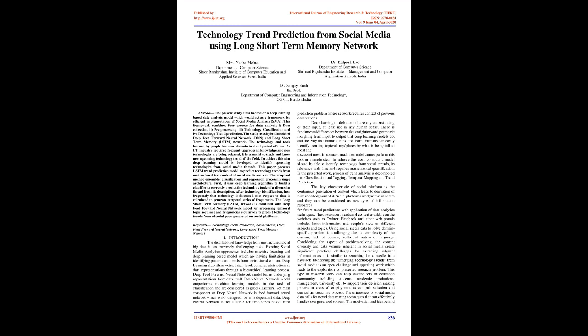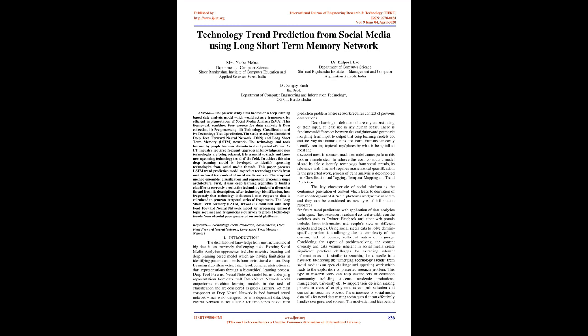This framework combines 4 processes for data analysis: 1. Data collection, 2. Pre-processing, 3. Technology classification, and 4. Technology trend prediction. The study uses a hybrid model of deep feed-forward neural network, DNN, and long short-term memory, LSTM, network.